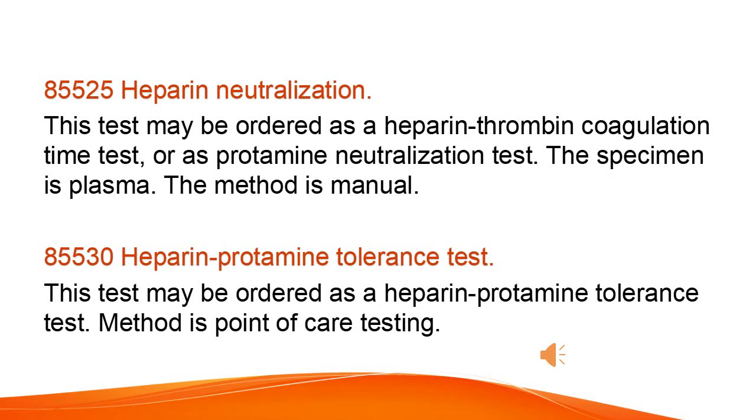Heparin neutralization. This test may be ordered as a heparin thrombin coagulation time test, or as protamine neutralization test. The specimen is plasma. The method is manual. Heparin protamine tolerance test. This test may be ordered as a heparin protamine tolerance test. Method is point-of-care testing.